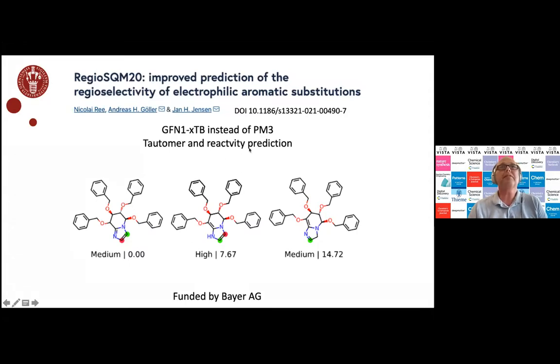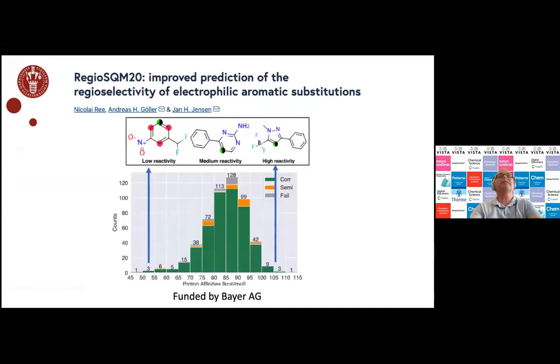The other is reactivity prediction. So basically, in addition to saying that it reacts here, we also have some measure of how likely it is to react or under what conditions. So this is based on the fact that we also compute the proton affinity. So in the old version, we would just compute the proton affinity and look at the highest value. But now we did an analysis of the proton affinity in our 500 molecule data set.